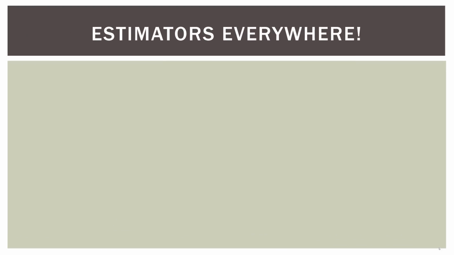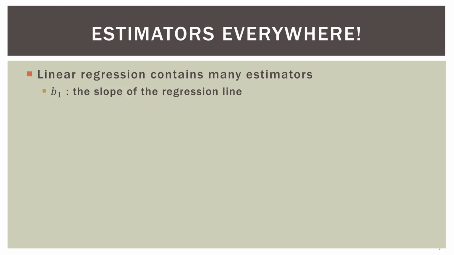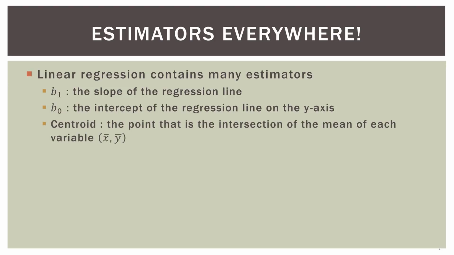So there are estimators everywhere, kind of like I was saying before. Linear regression contains many estimators. B sub 1, the slope of the regression line. B sub 0, the intercept of the regression line on the y-axis. The centroid, that's the point that is the intersection of the mean of each variable, so x bar, y bar.